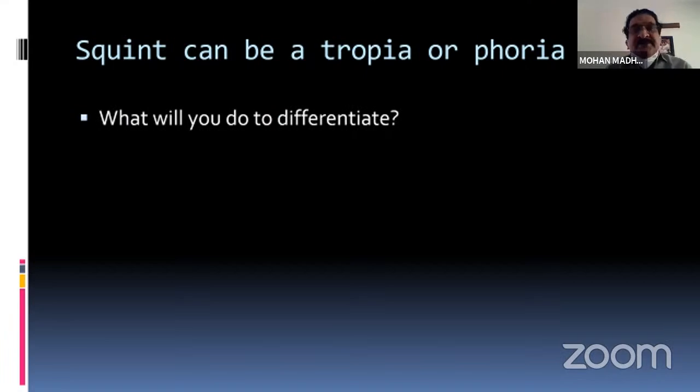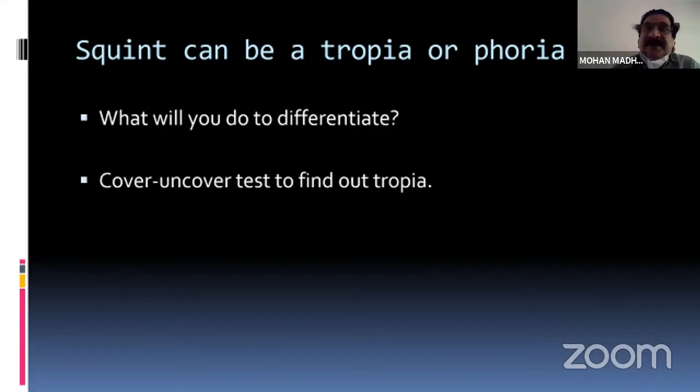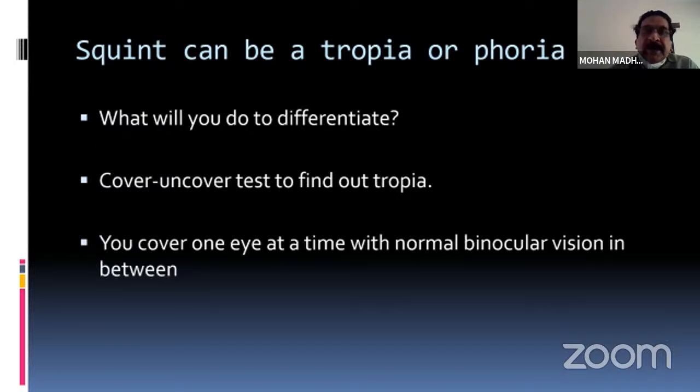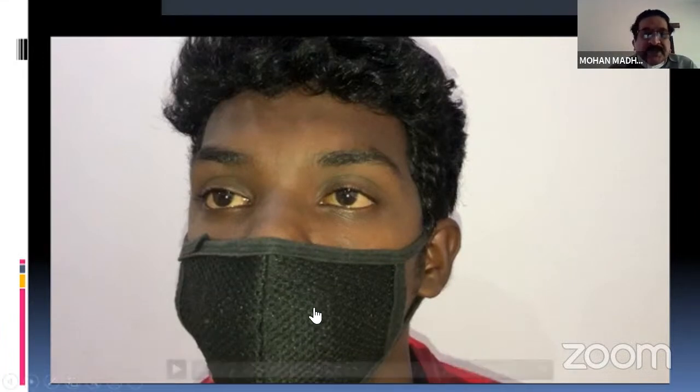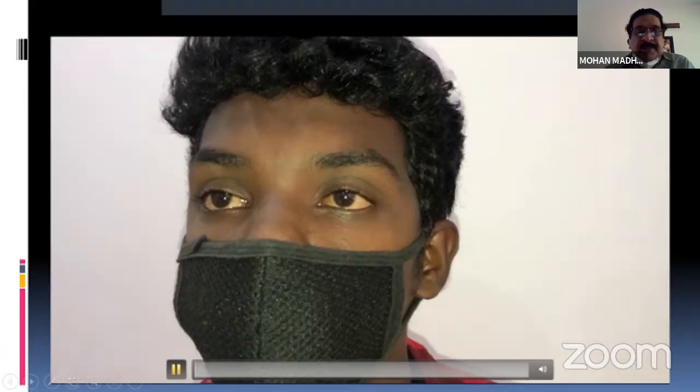So what I was trying to say is that tropia you diagnose by the cover-uncover test. You cover one eye at a time with normal binocular vision. Let us see this patient. This patient's eyes appear almost parallel, without any problem in looking in one particular direction. So what I'm going to do now is a cover-uncover test.